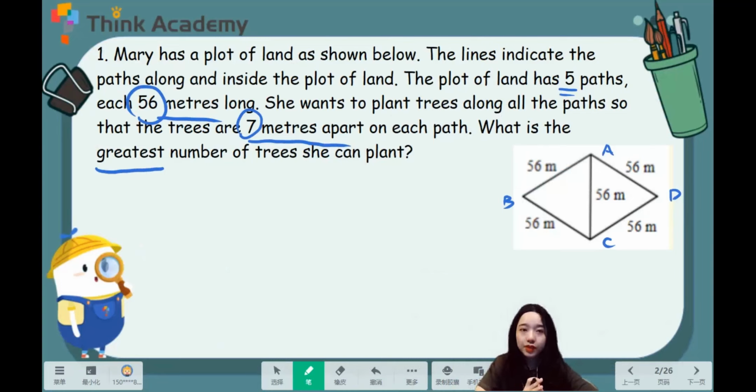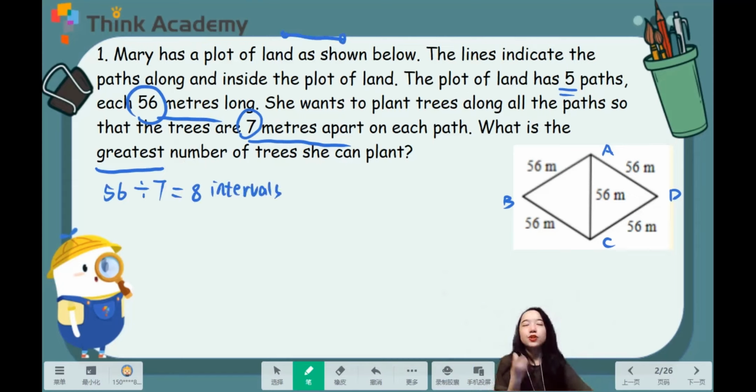Most students have realized that if we want to ensure every tree is put 7 meters apart, we first need to divide every road into equal distances. We call the gap between every two trees an interval. So on a road which is 56 meters long, if we divide it into 7-meter intervals, there will be 8 intervals.